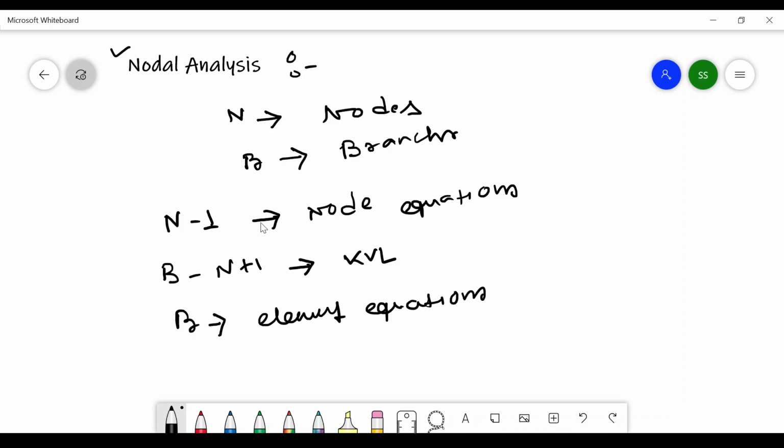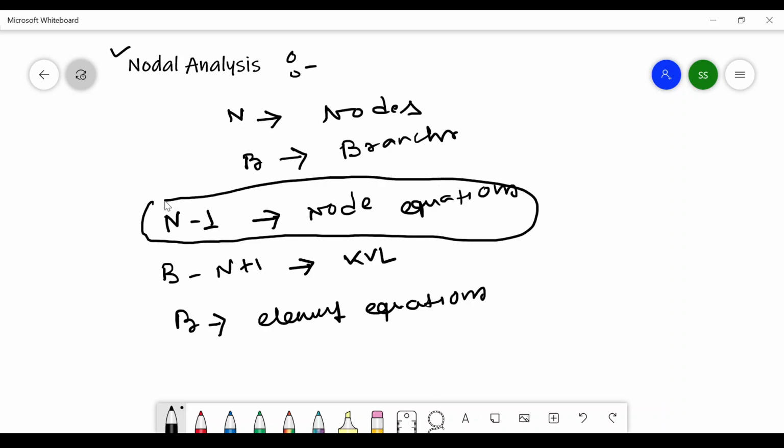Now in case of nodal analysis, we will get the node voltages and different node currents using these n minus 1 KCL equations. As we are using KCL equations in different nodes and getting the voltage of different nodes and the current entering into the node or leaving from that node, that kind of analysis is called nodal analysis.